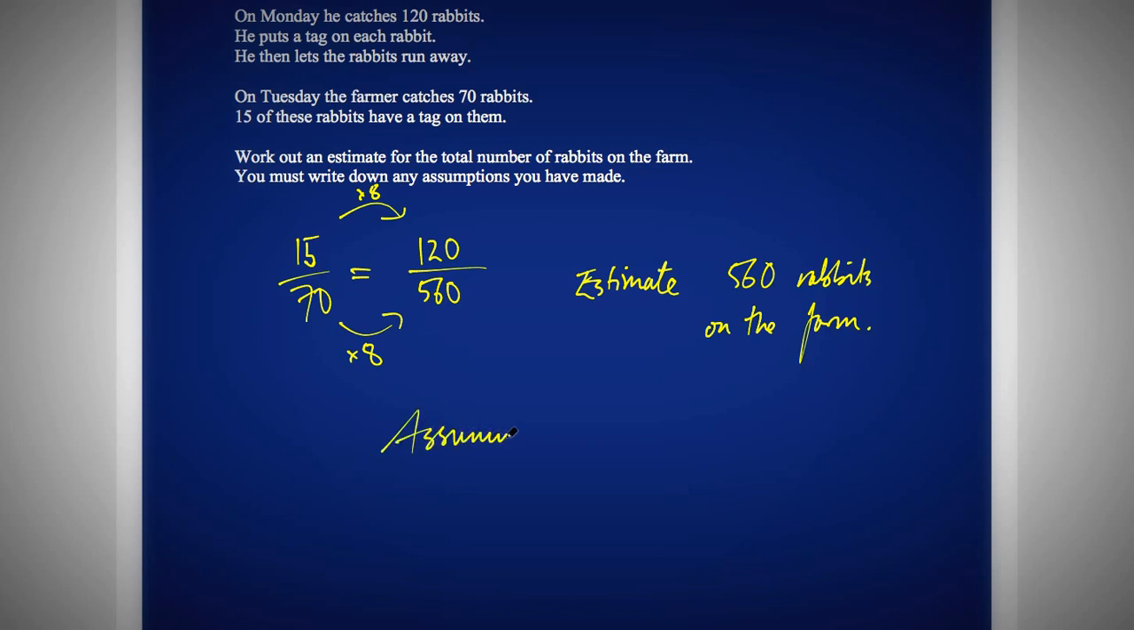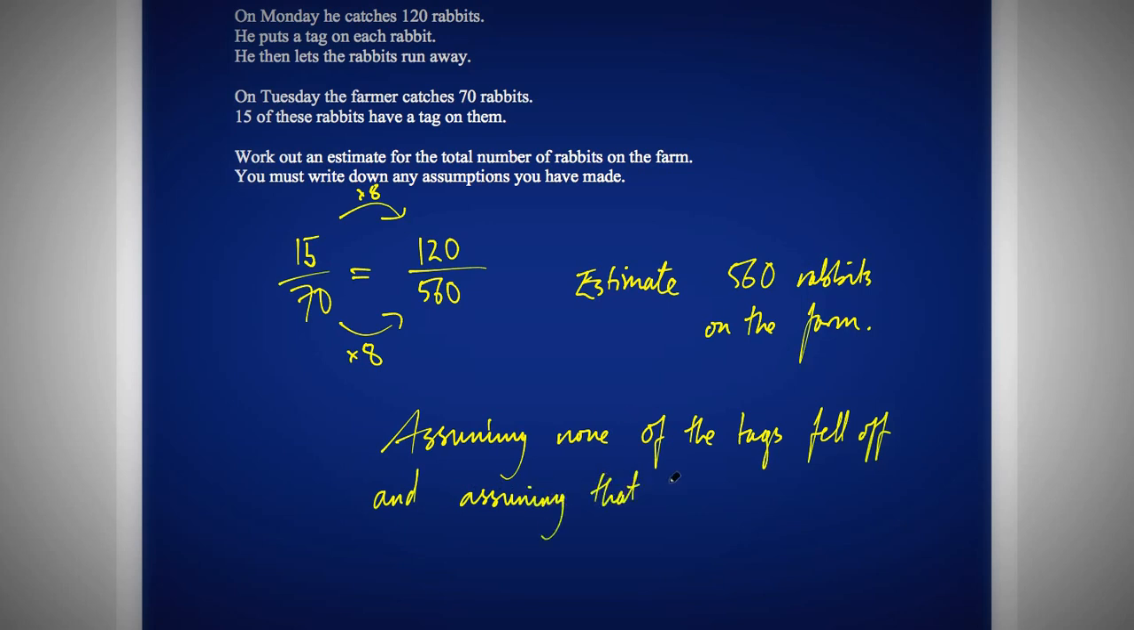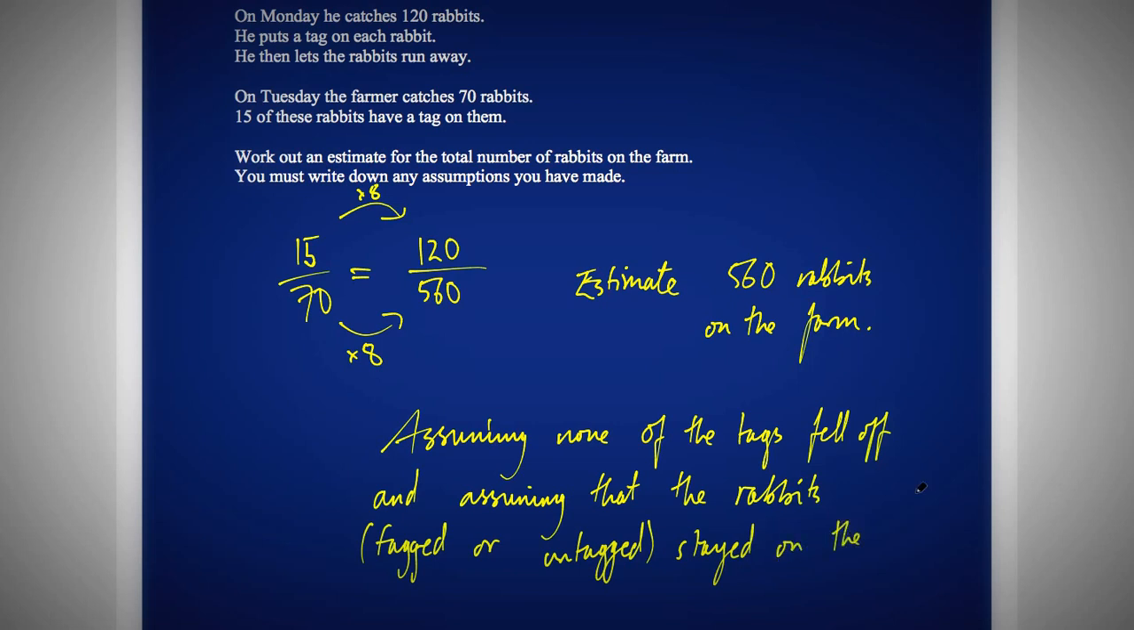Assuming none of the tags have fallen off, firstly. And assuming that the rabbit stayed on the farm, either tagged or untagged, and didn't move to another area.